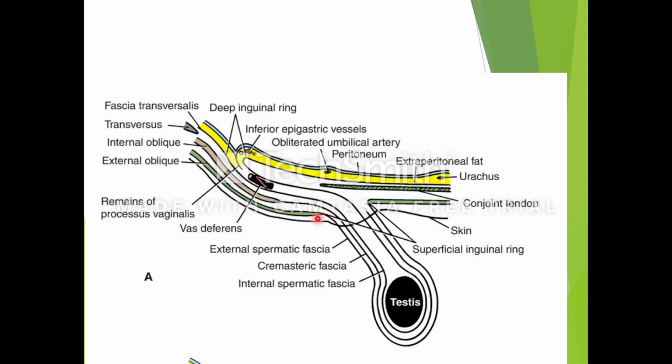The superficial is in the external oblique aponeurosis, the deep is in the fascia transversalis, and the area or the path which is between the deep inguinal ring and the superficial inguinal ring is the inguinal canal, and the spermatic cord is passing from the deep inguinal ring through the inguinal canal, passing through the superficial inguinal ring and coming inside the scrotum.